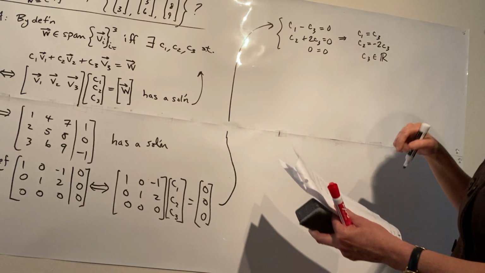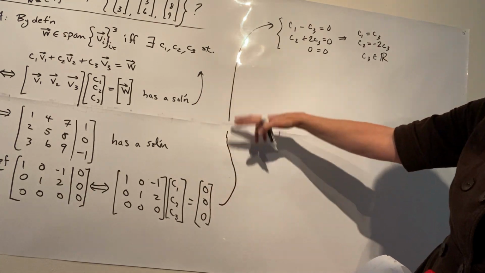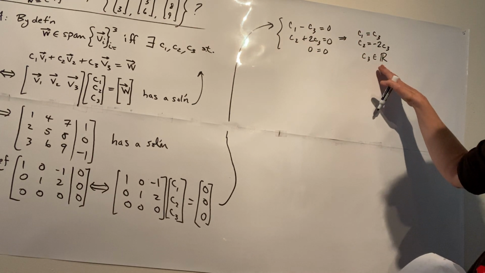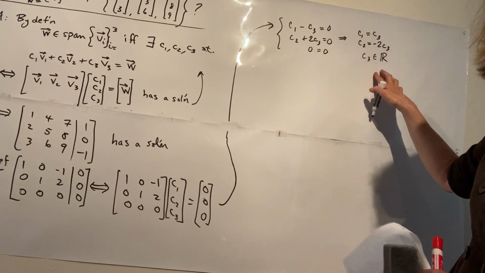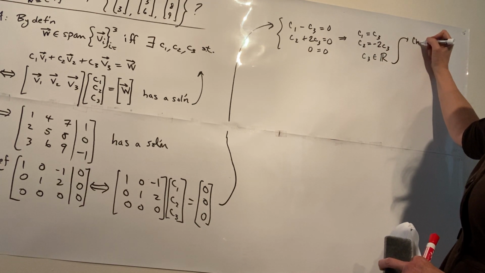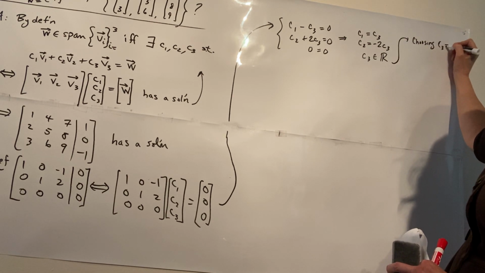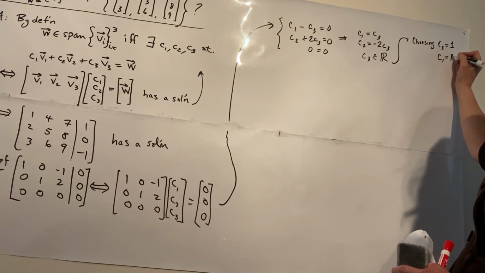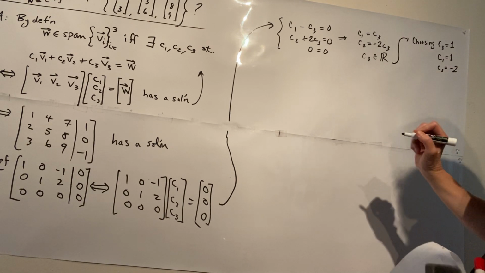All right? So we were asking, does that matrix equation have a solution? Yeah, it's got infinitely many. Just to make your point, though, let's pick one particular one. So let's choose C3 equal to 1, then C1 will be equal to 1, and C2 will be equal to minus 2 times 1, or just minus 2.